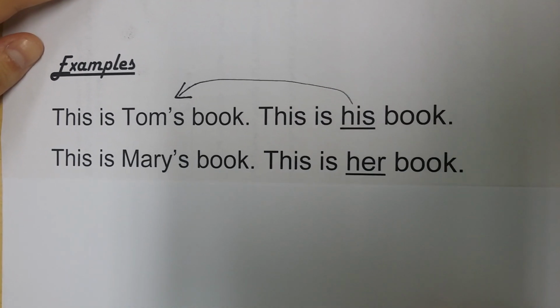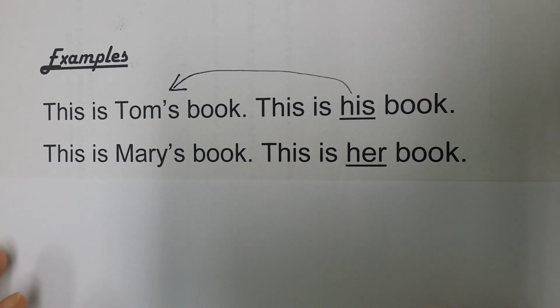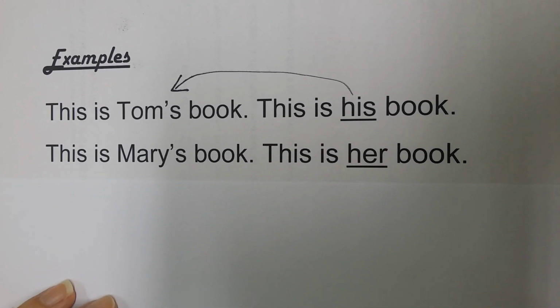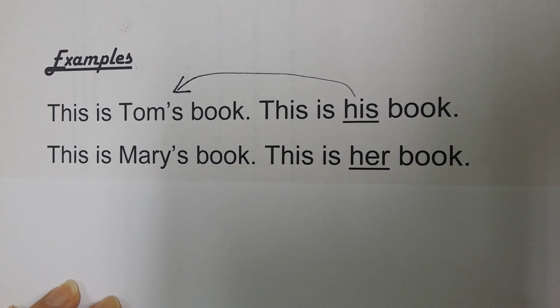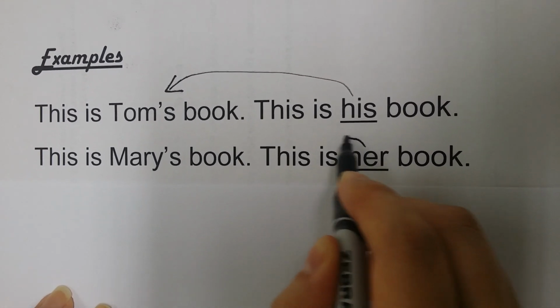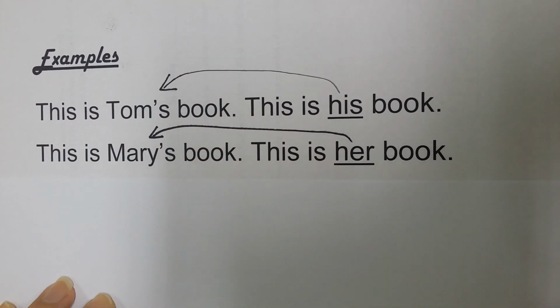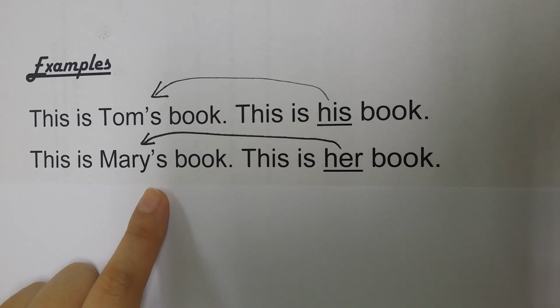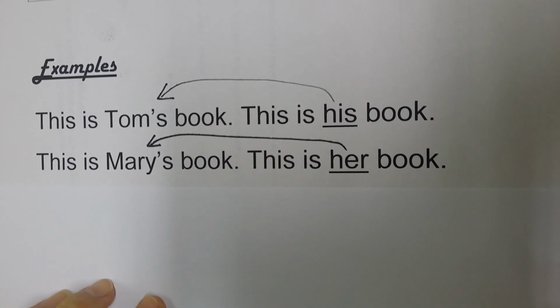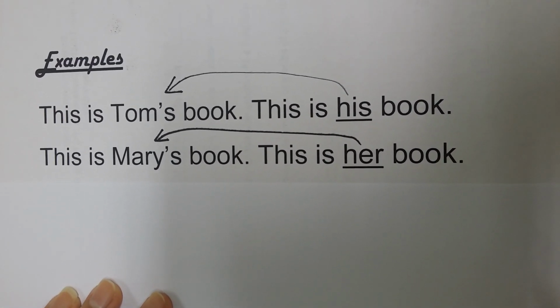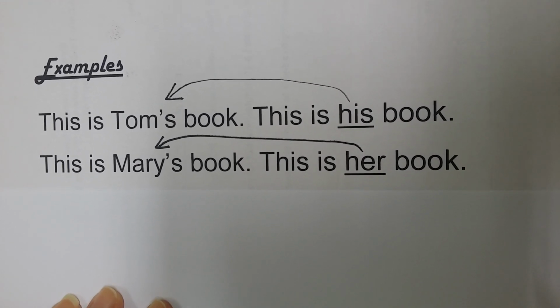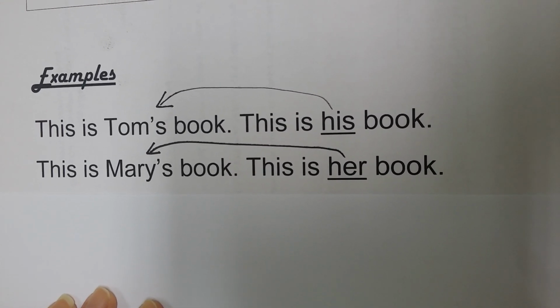Okay, next example. This is Mary's book. Instead of saying Mary's all the time, we can use the pronoun her. And this her talks about Mary. So now we know that this her is talking about Mary. So we can say this is Mary's book. We can also say this is her book.